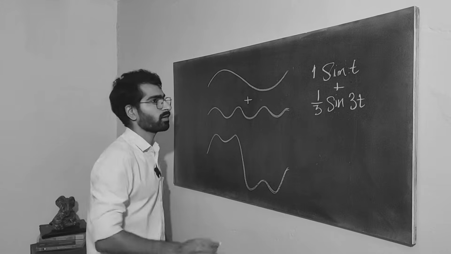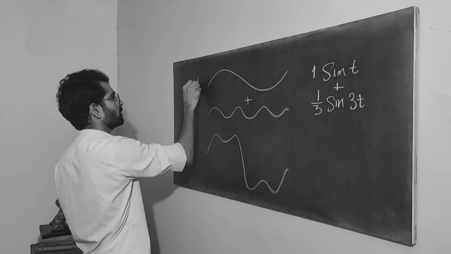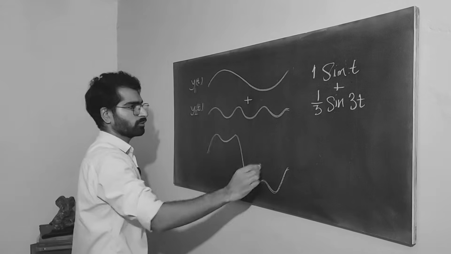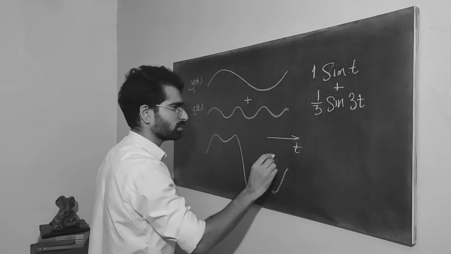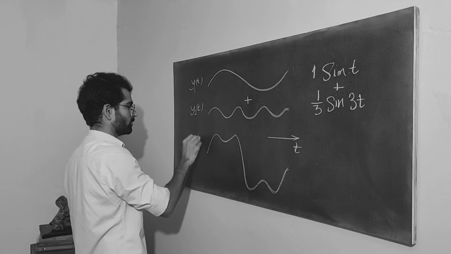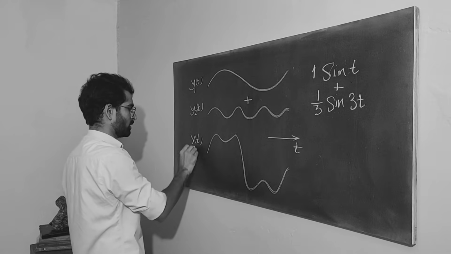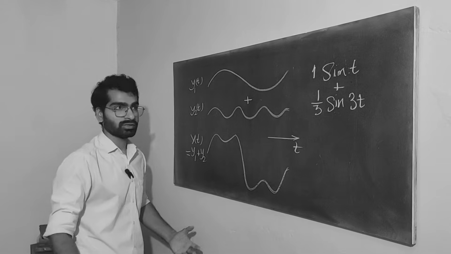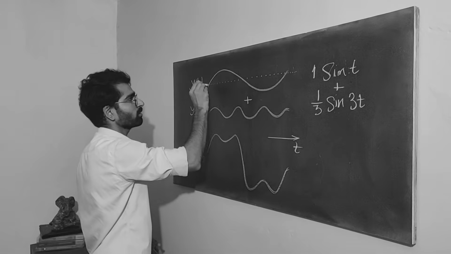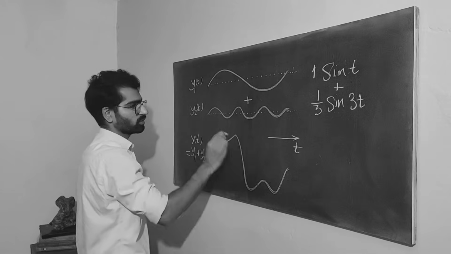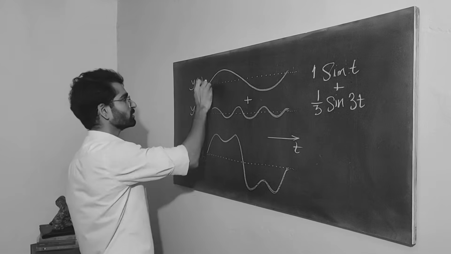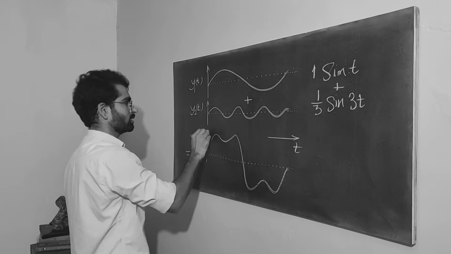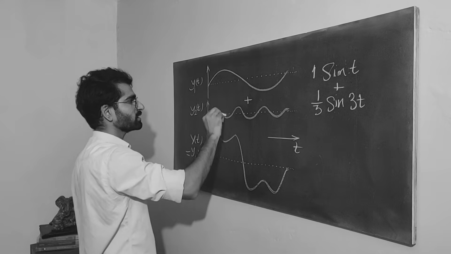This wave is y1 of t, this is y2 of t, if you call this direction t, then capital Y of t, the superposed wave, is the combination of y1 and y2. And so how do you add them? Well, you add function values at the same moments in t. So these are the same moments in t.